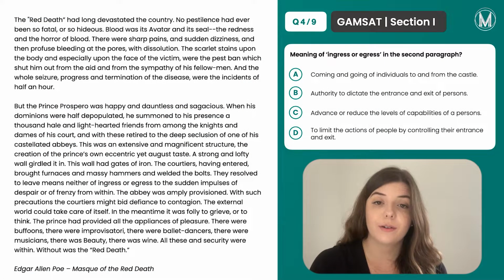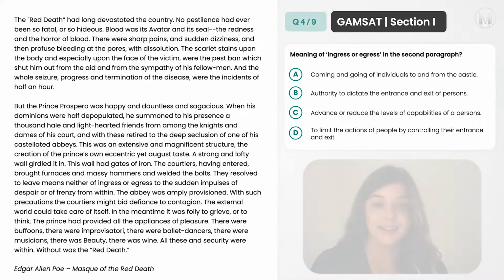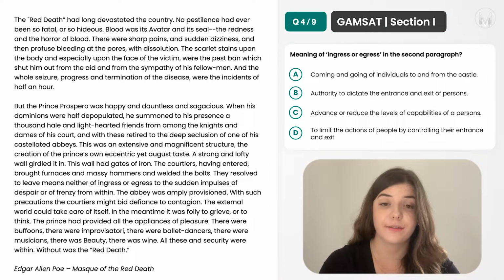Now moving on to question 4. Again, if you'd like to pause the video and have a go at answering question 4. Now we'll go through the solution to question 4.